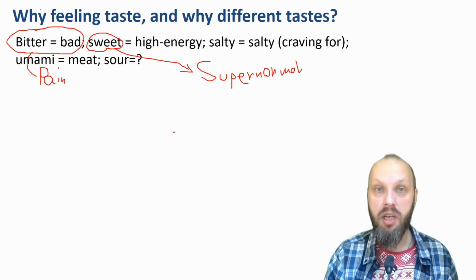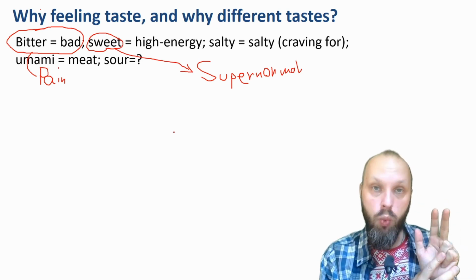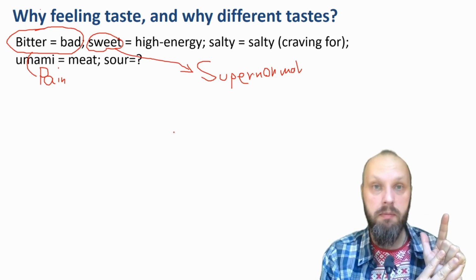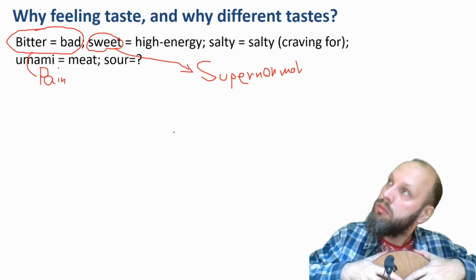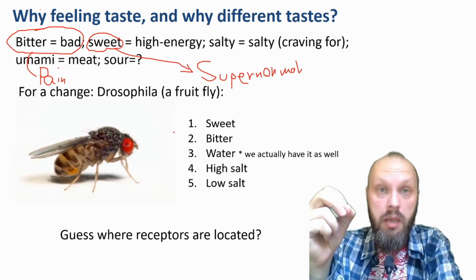So again, the questions are, imagine the fruit fly. Where are the receptors? What are they sensitive for? And which chemicals are bitter? Pause the video, think about it, then compare your answers to the answers given here. Let's see. Let's start with the receptors.